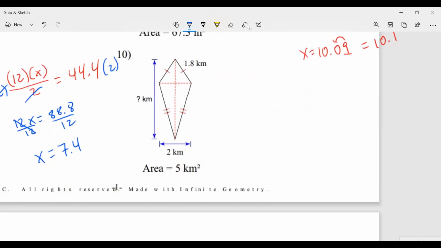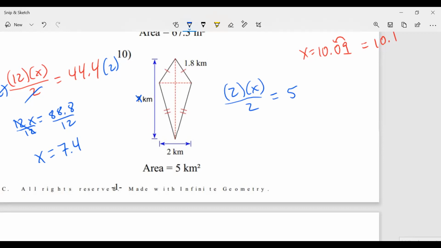Now for a kite, right? That's a kite. For a kite, same thing I did for a rhombus. I'm going to multiply the two diagonals. I see one of my diagonals is 2, the other one is x. I don't know what it is, so I'm going to call it x. So I have to multiply my two diagonals, 2 times x. Whatever I get, I have to divide it by 2. That's going to give me the area. It says the area in this case is 5. So I have 2 times x divided by 2 is equal to 5.